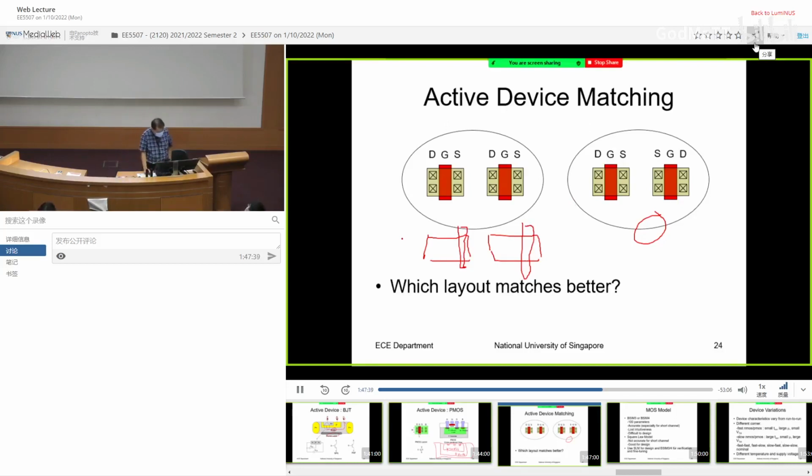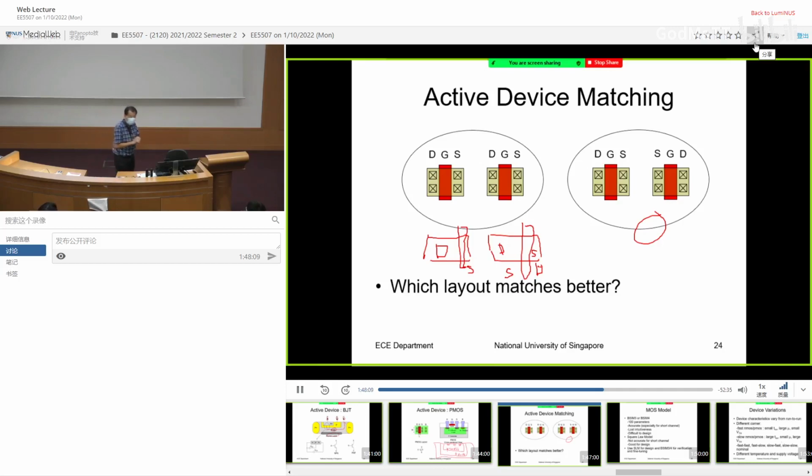This guy, you got drain, you got source. This guy, you got drain, you got source. They still match very well. Am I right? But if you choose this guy becomes source, this guy becomes drain. So one device have very small source, the other device have very big source. They don't match. Get the question? Get the point?